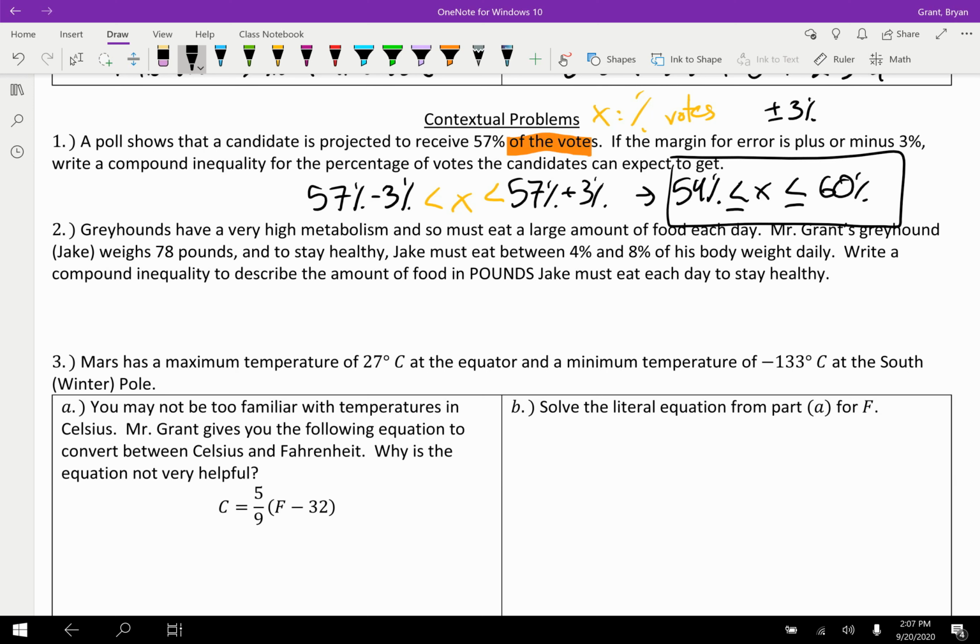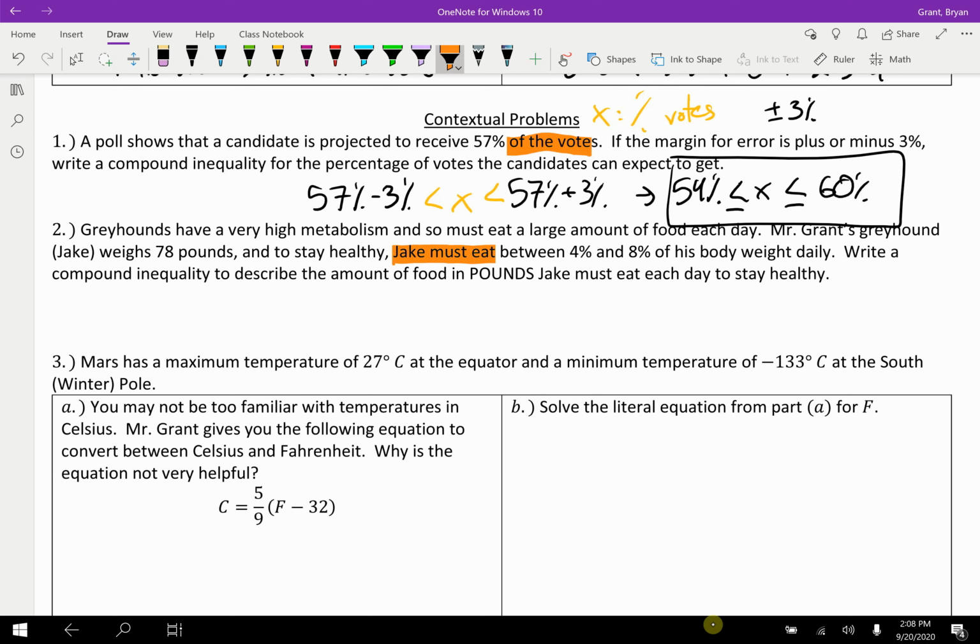Jake weighs 78 pounds. And in order to stay healthy, Jake has to eat between 4 and 8% of his body weight daily. Please go ahead and write a compound inequality to describe the amount of food in pounds Jake must eat each day to stay healthy. Well, I think we need to show that the amount of food is in between 4 and 8% of Jake's body weight. So let's talk about how much food Jake must eat first.